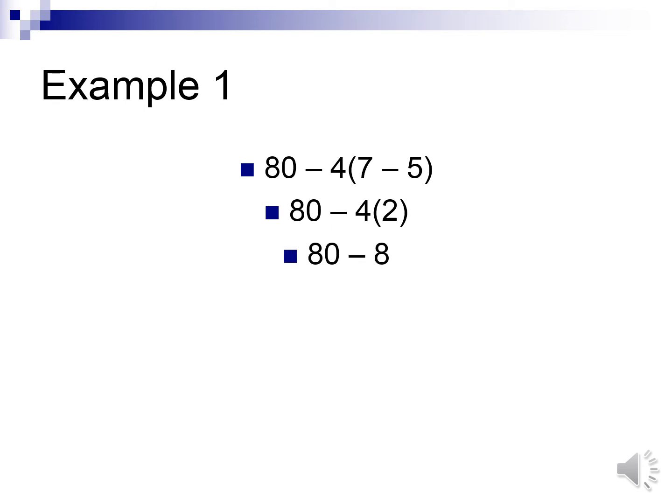Let's take a look at the solution for the first example. 80 minus 4 times the quantity 7 minus 5. PEMDAS dictates that I would handle the parentheses first. 7 minus 5 is 2. So my next line should read 80 minus 4 times 2. I have no exponents to deal with, so I'll go to multiplication and division. 4 times 2 is 8. So 80 minus 8, and I'll finish out by getting 72, and that is my final answer. Please notice the organization that takes place when doing these types of problems.